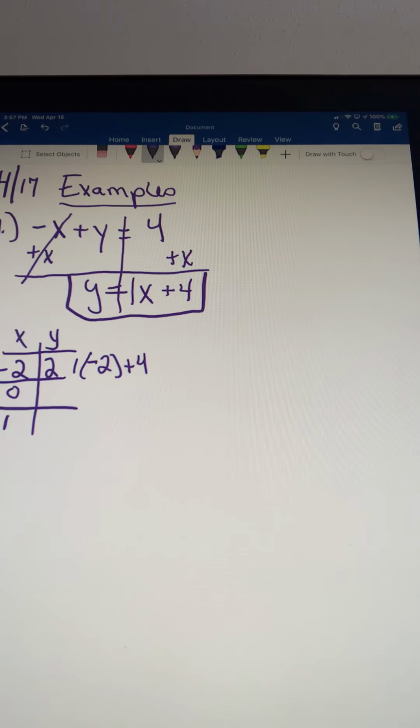Plug in 0 for x. So 1 times x is 0 plus 4. 1 times 0 is 0 plus 4 is 4. Next one, 1 times 1 plus 4. 1 times 1 is 1 plus 4 is 5.